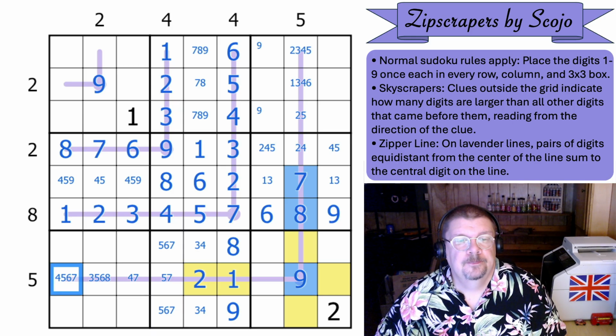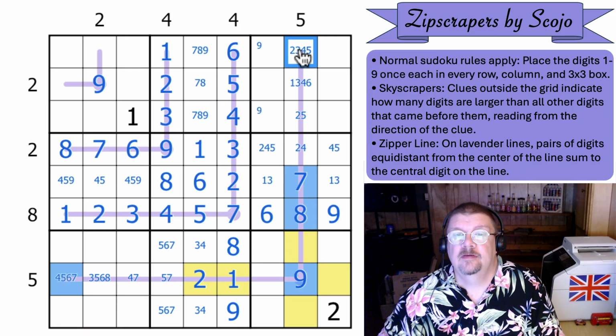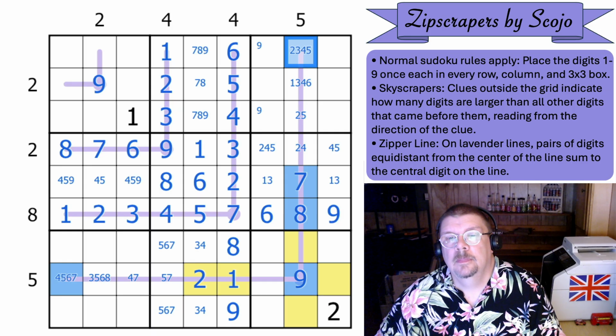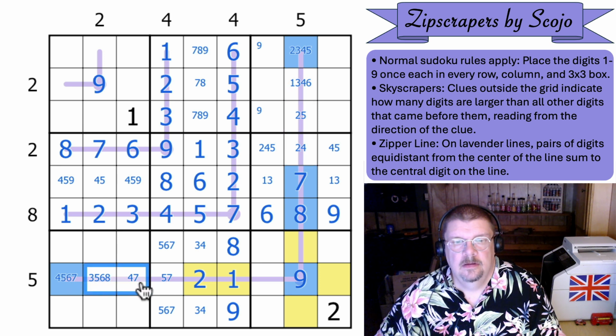Okay. Right, this cell is definitely seen by how skyscrapers work. And so is that cell. So only one of these can be seen, while at the same time I need to make 3 of those seen.